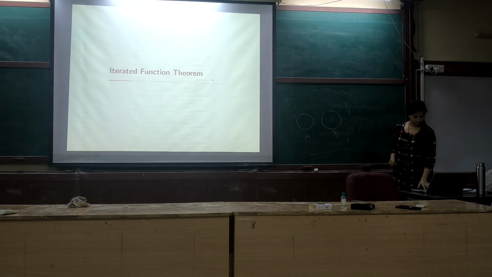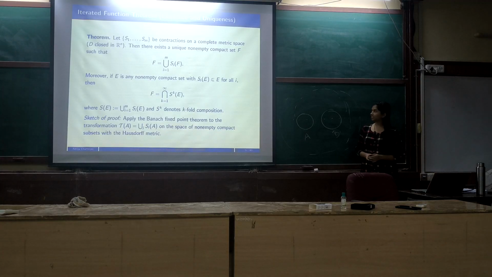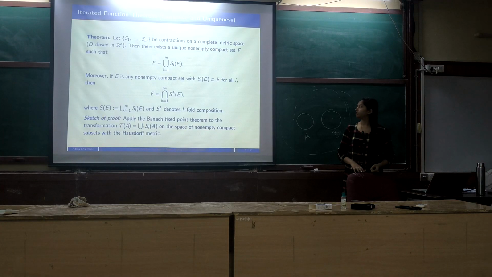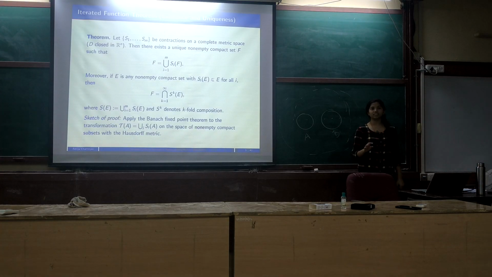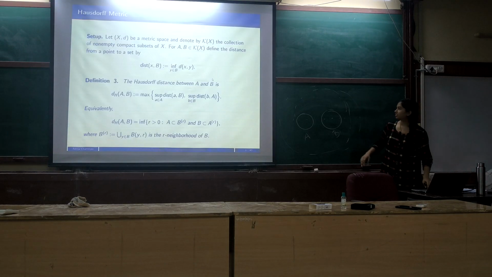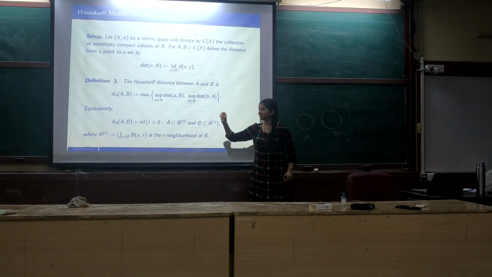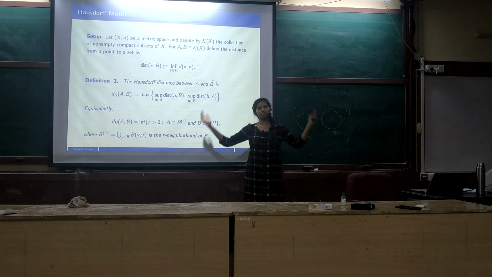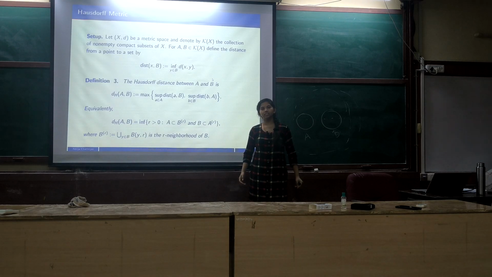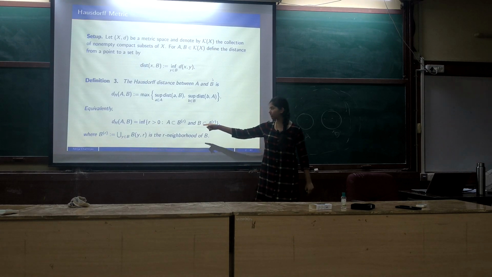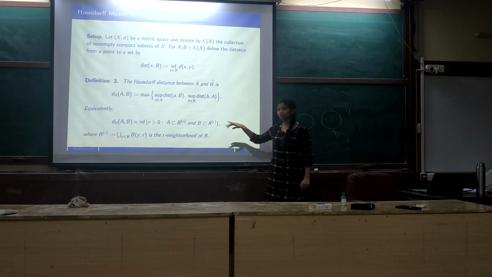For this theorem, the next theorem we'll talk about, the iterated function theorem, the claim is basically that there will always exist a unique attractor. How do you define the rth boundary mathematically? It's basically just this set. Take all points of set B, take the rth ball around each, and then take the union of those balls. You do that for all points of set B, and you get the rth boundary of B.